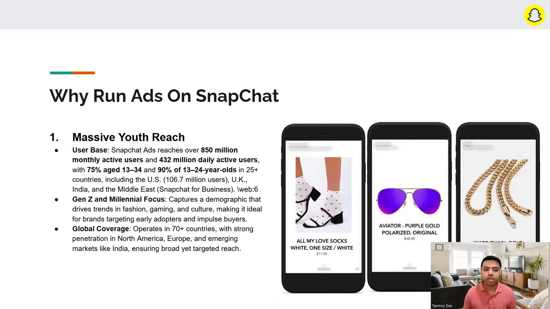And the majority of it is coming from the US, which is like 100 plus million users here, India, UK, and Middle East. So it's a huge Gen Z and millennial focused demographic, which you can target if your business's products and services are into that particular demographic. Also, it's a global reach. It operates across 70 plus countries with strong penetration into North America, Europe, and emerging markets like India.